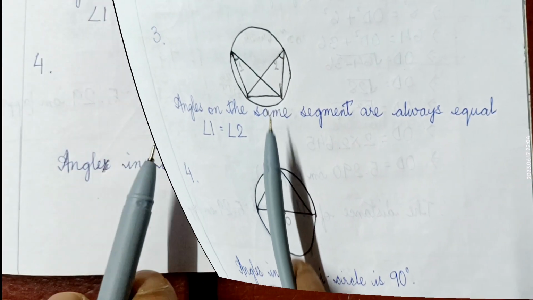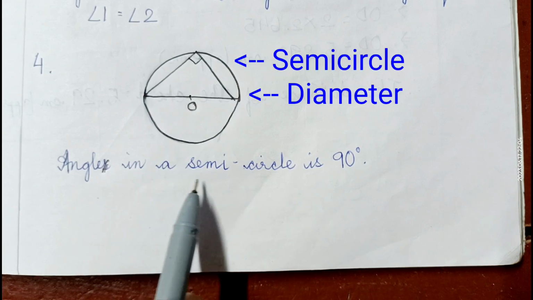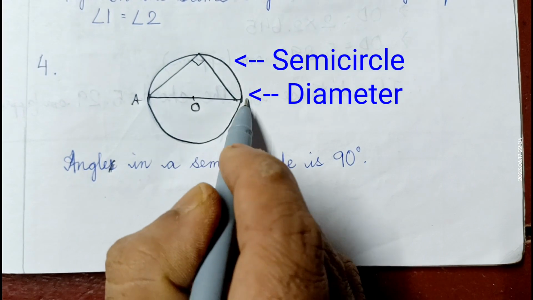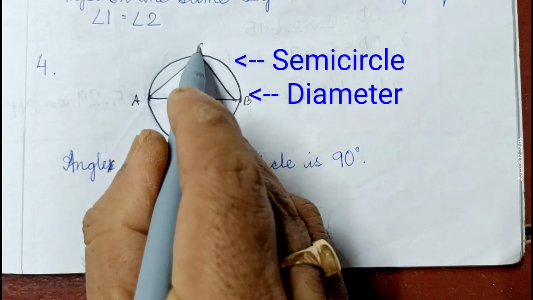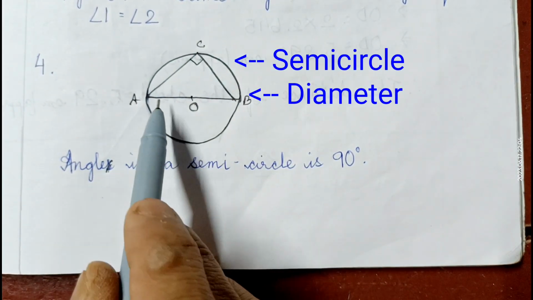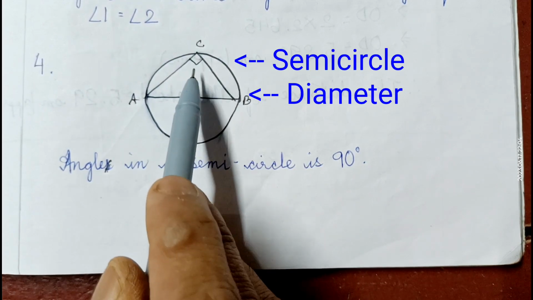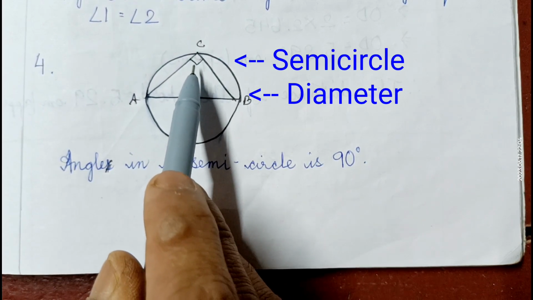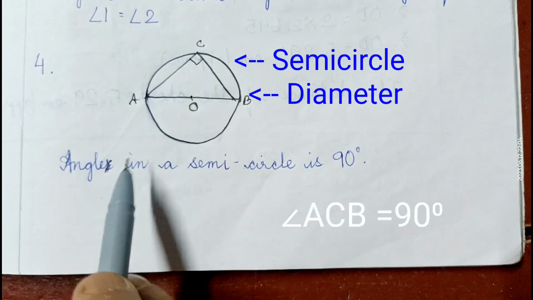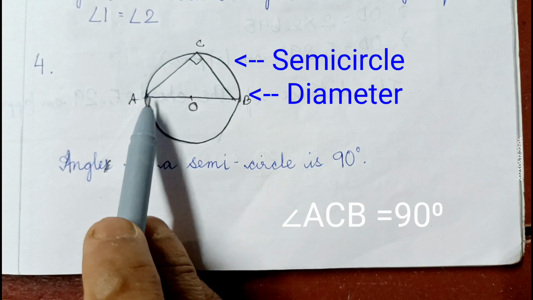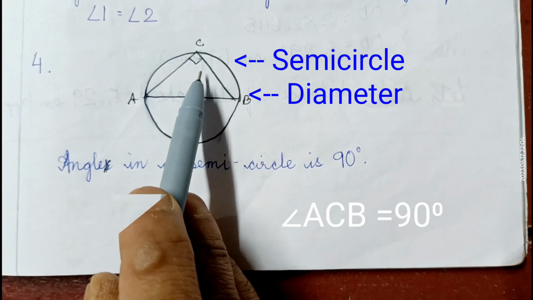Now property number 4 is that the angle in a semicircle is 90 degrees. Suppose AB is the diameter of a circle and C is any point on the circumference. Then ABC, this part is the semicircle. If I draw any angle in the semicircle, then this angle will be 90 degrees. So we can say the angle in a semicircle is always 90 degrees. Here angle ACB will be 90 degrees.